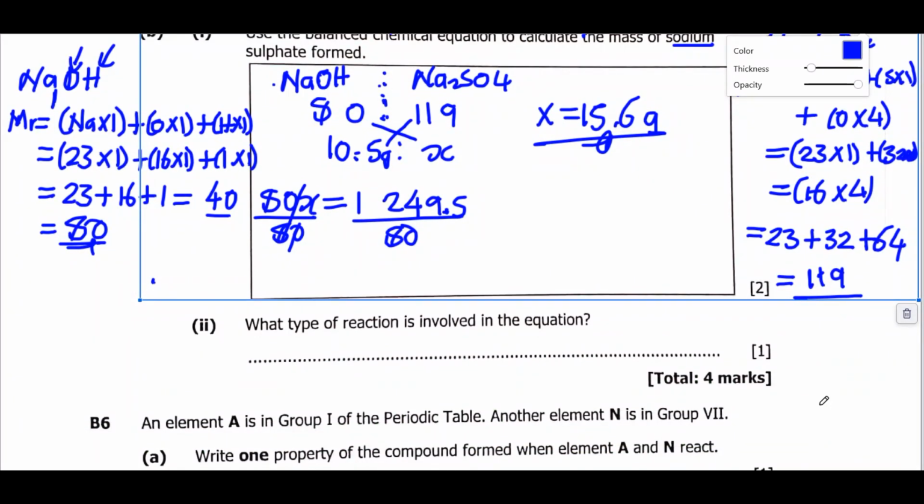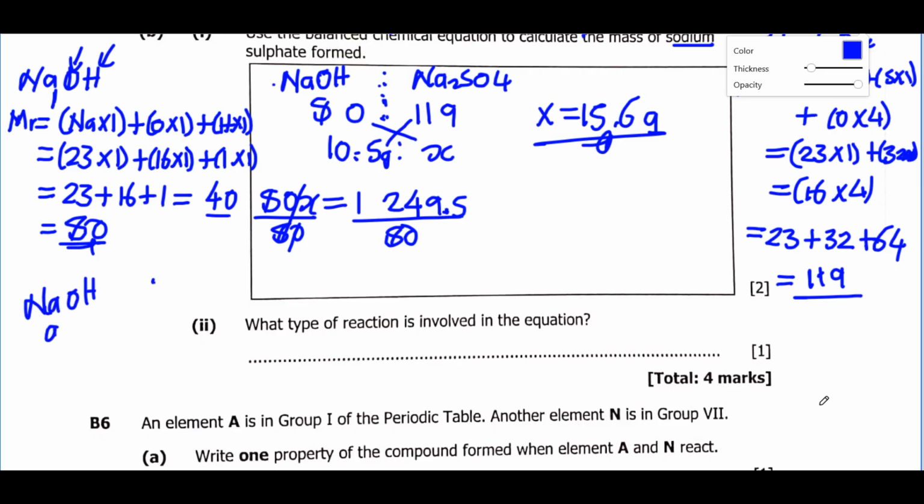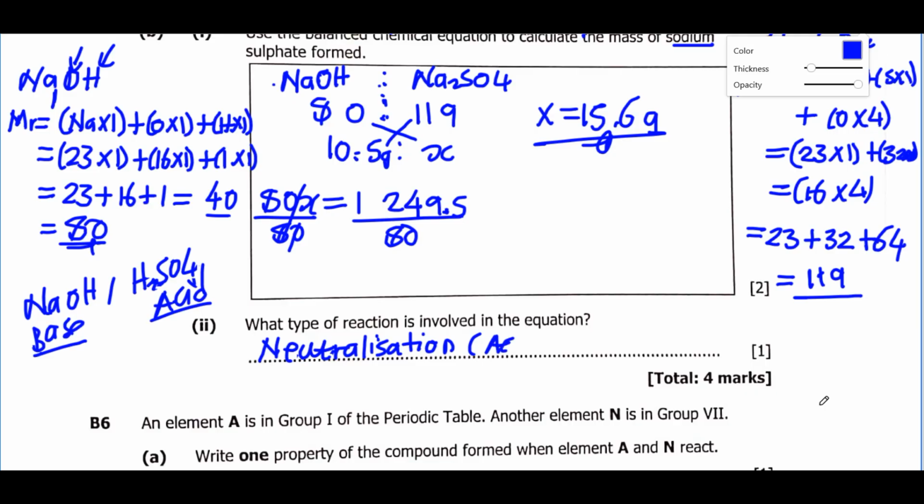Right, so Roman number 2, what type of reaction is involved in the equation? We know that we are dealing with sodium hydroxide. This is a base. Then sulfuric acid is an acid. So the reaction between a strong base and a strong acid is known as neutralization. This will give us neutral products. I know some people may also call it an acid-base reaction.